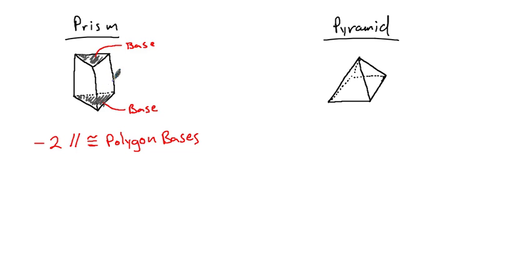Then we have kind of like the sides here, or the flat sides of them. These are called the faces. So this is a face. So it has two parallel congruent polygon bases, and then it has parallelogram faces. Okay, and you might look at that face and say, well, that's a rectangle, and that's true, but a rectangle is a parallelogram, and we'll learn a lot more about that later on in the year.